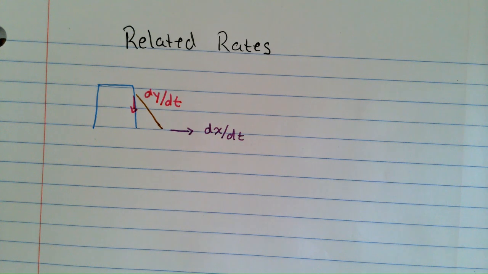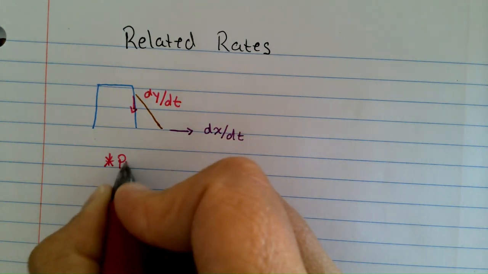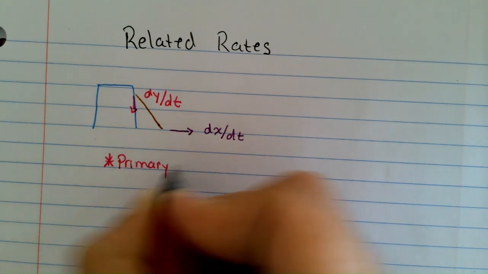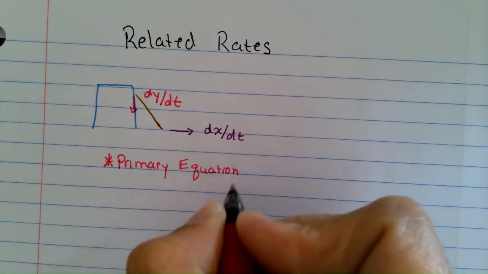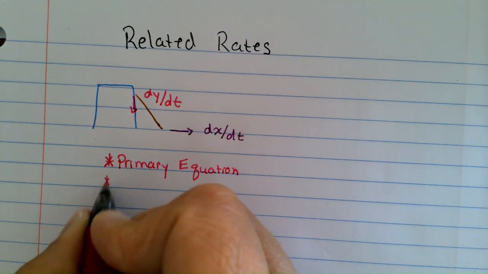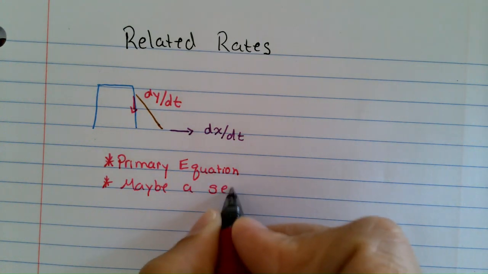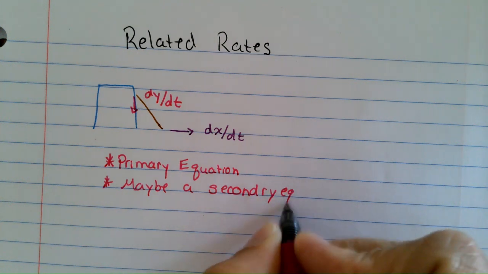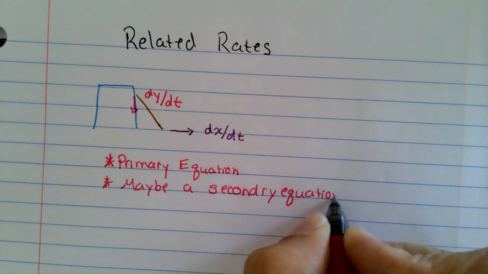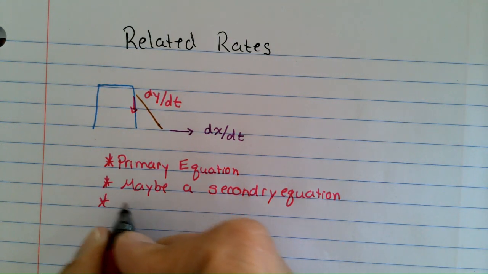So when it comes to these, here's what you're going to need. You're going to need a primary equation, maybe a secondary equation, and that would be to help you reduce variables. But the most important thing that you have to do is implicit differentiation.